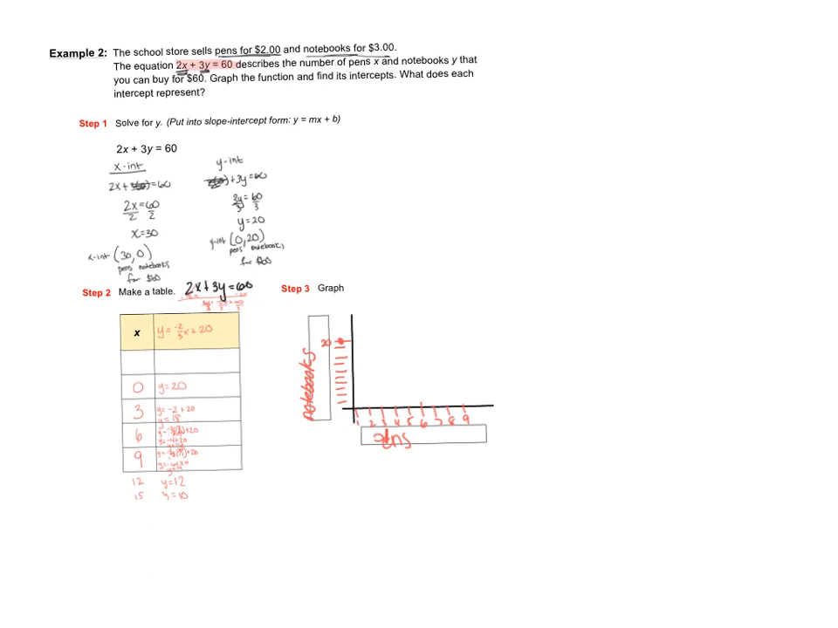If I buy 1 pen, that leaves me enough for 18 notebooks. 2 pens, oops, sorry, that was for 3. 3 pens, and I could get 18 notebooks. 6 pens, and I can get 16 notebooks. And this pattern would continue. And I know that I would end up at 30 pens, 0 notebooks based on my calculation.